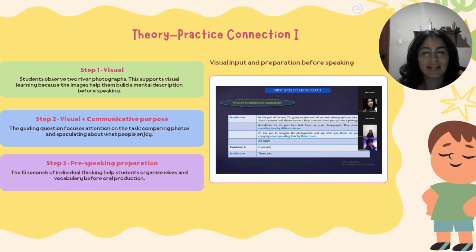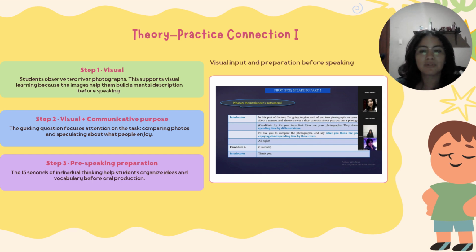Hello, my name is Ariana Moncada, and now we will explain how these steps connect to the theory of adult learning styles. The first step, which involves presenting the images of the rivers, is closely related to the visual learning style. These images, being a visual resource that is easier for students to remember, help them describe what they see and then give their opinions.